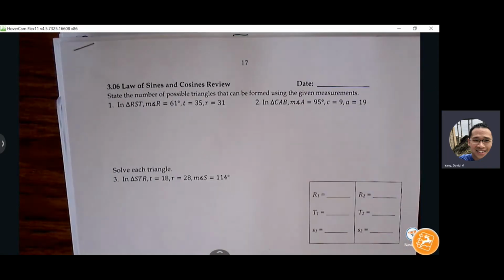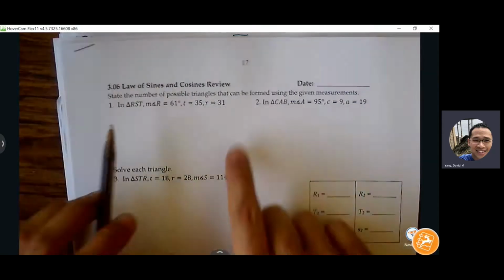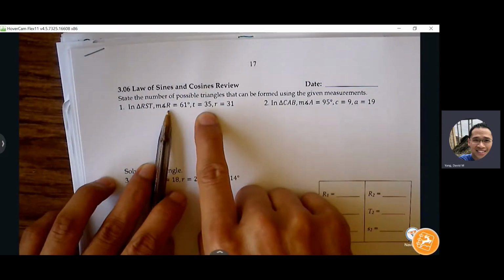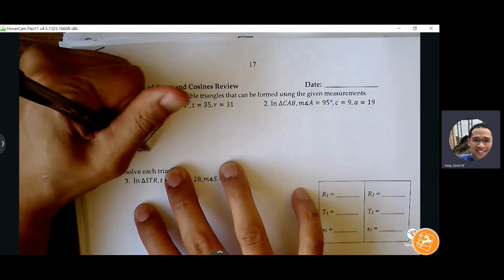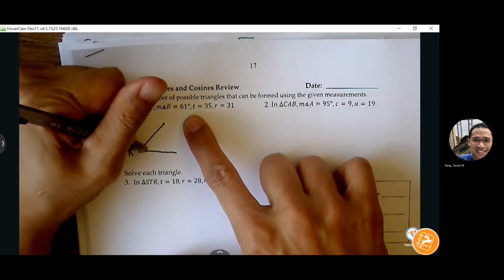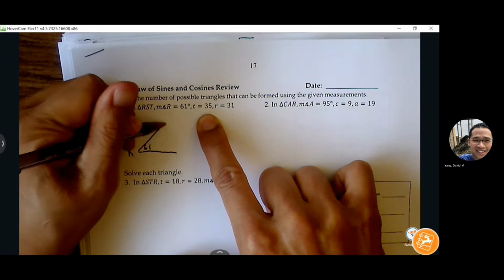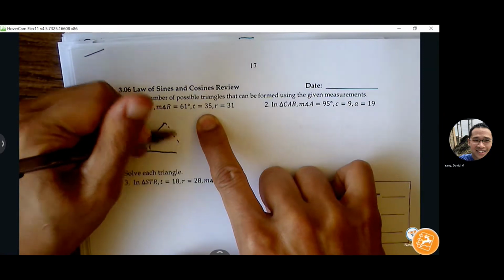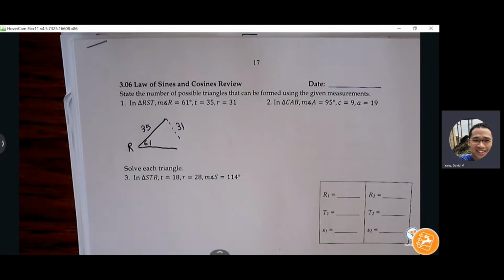Okay, so number 1 and 2, we're not going to solve the triangle. We're just going to determine how many triangles there are. So we have triangle RST. I'll go ahead and draw an angle R. T is 35. All right, what type of triangle is this?